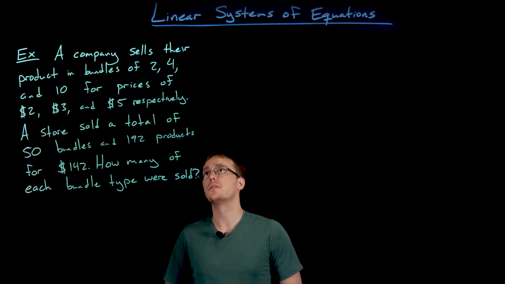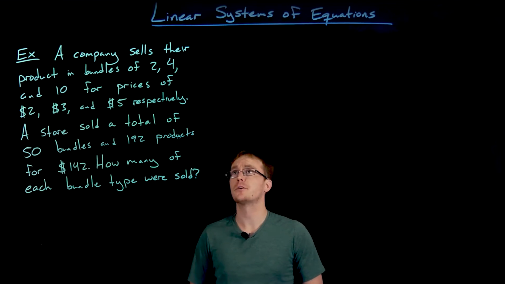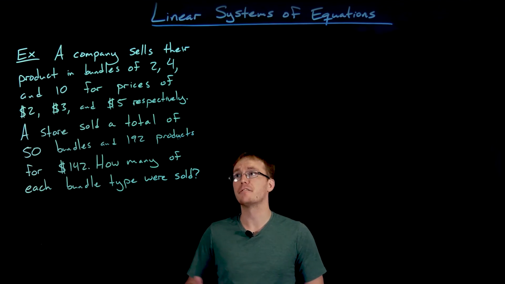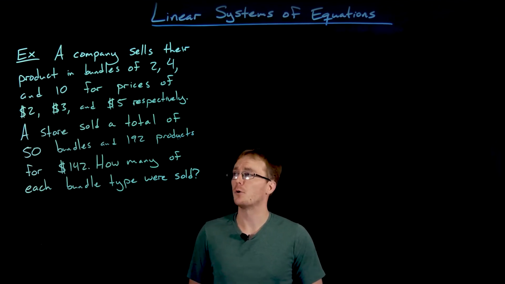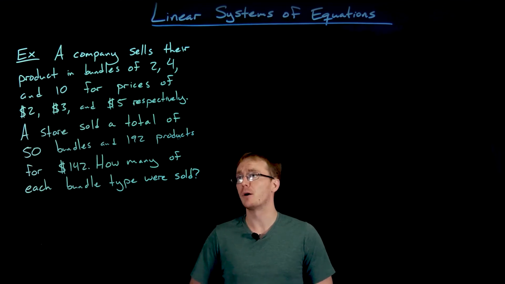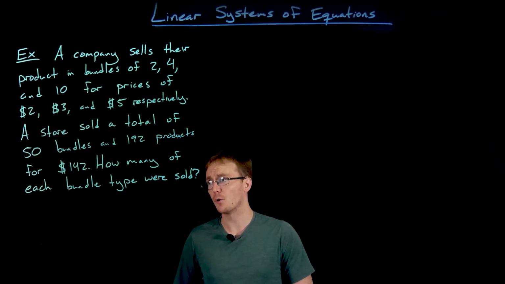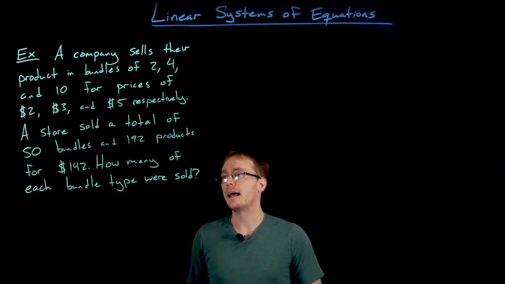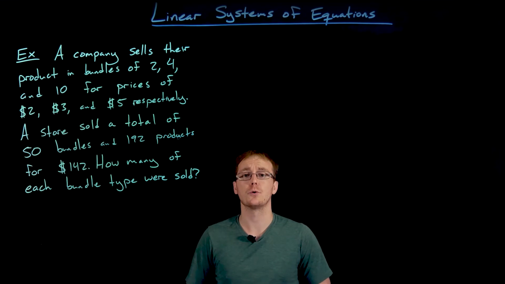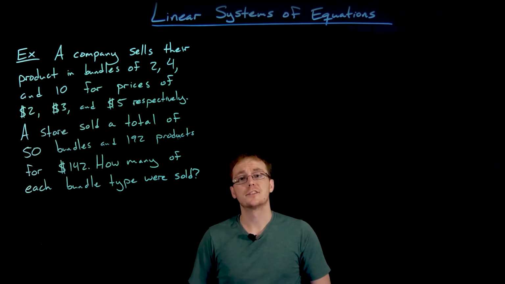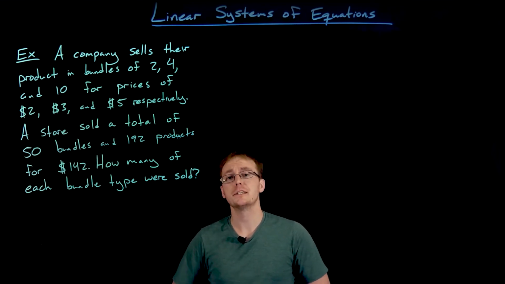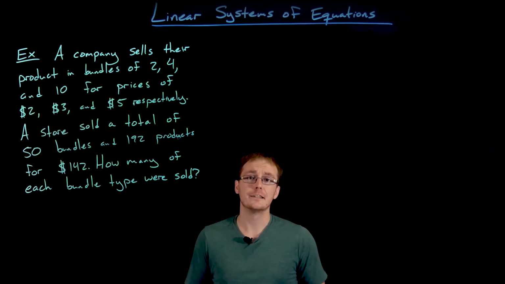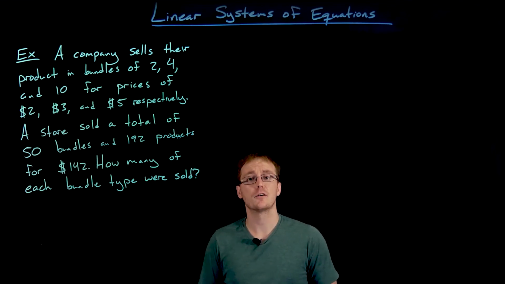And in this problem, we are told that a company sells their product in bundles of 2, 4, and 10 for prices of $2, $3, and $5 respectively. We're also told that a store sold a total of 50 of these bundles and 192 products in total for $142. So our task is to figure out how many of each bundle type were sold at this store. So in order to do this, we're going to have to set up and solve a system of 3 equations and 3 unknowns. And so before we start writing any equations down, let's go ahead and define our variables.